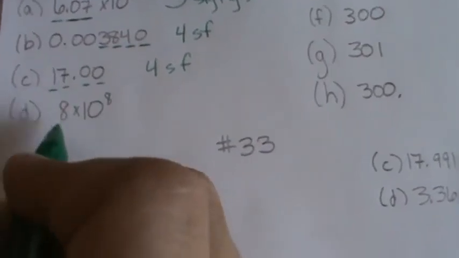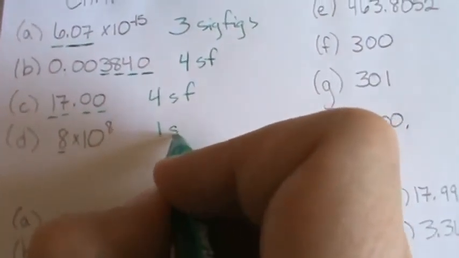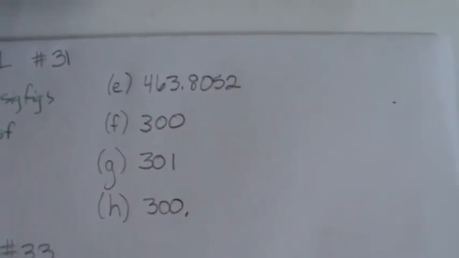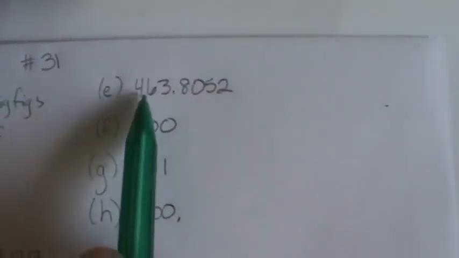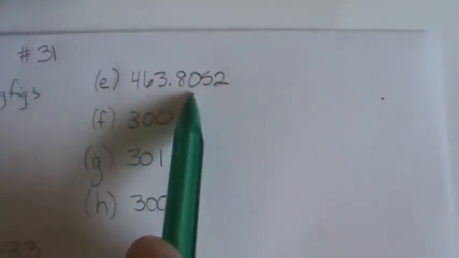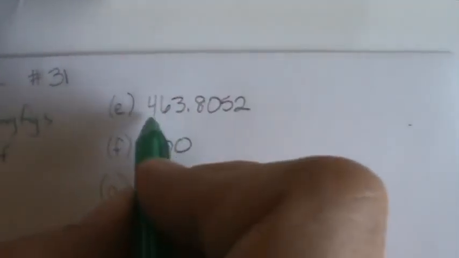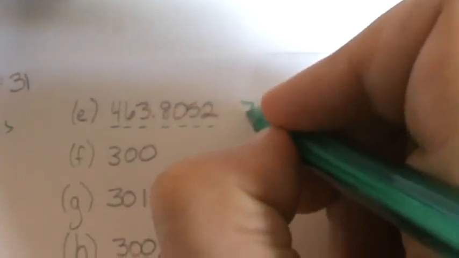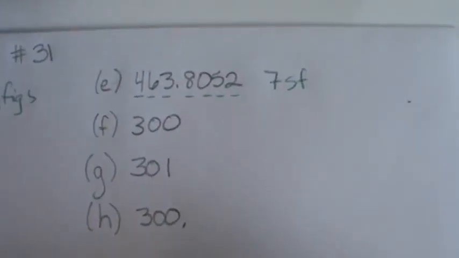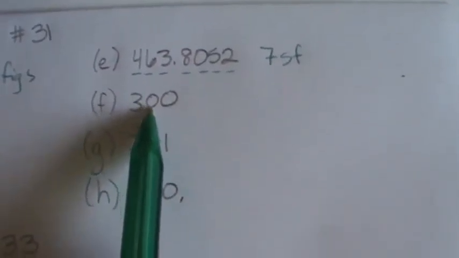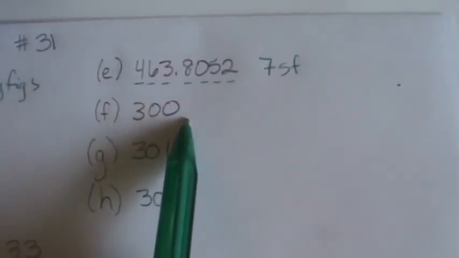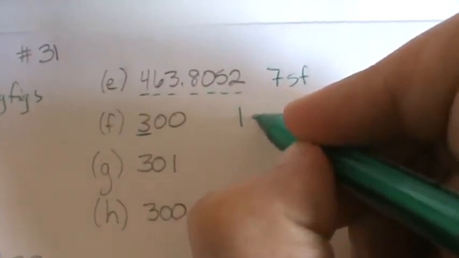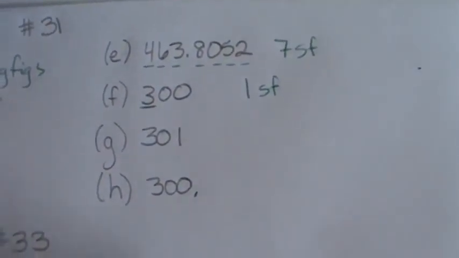8 times 10 to the 8th has 1 significant figure. Okay, so let's come over here now. We have 463.8052. In this case, the 0 is captured, so it counts. We have 1, 2, 3, 4, 5, 6, 7. We have 7 significant figures in this one. Here we have 300. Now these zeros are at the end, but there is no decimal point, so they are not significant. So we only have 1 significant figure in this one.